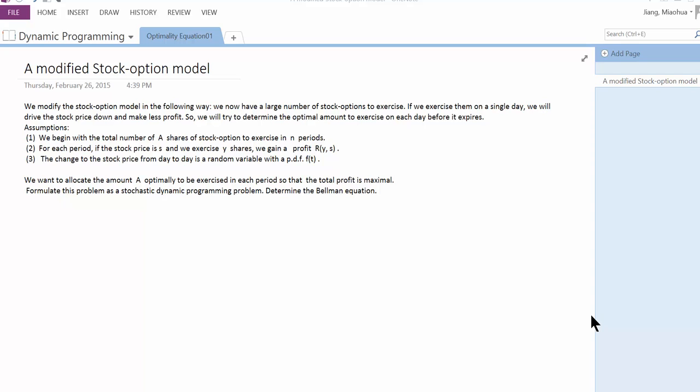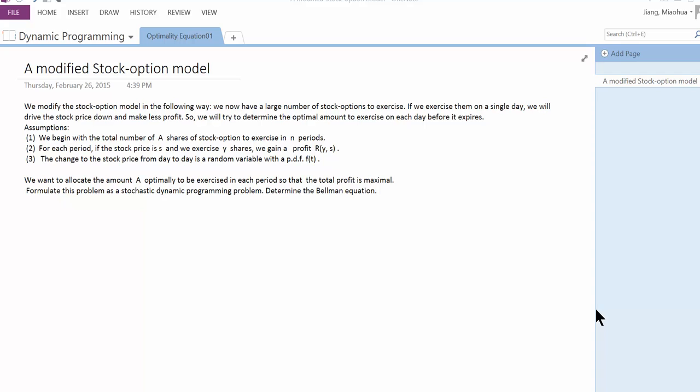Okay, let's try to go over an example about setting up the optimality equation, or the Bellman equation. We look at a modified stock option model, modified from the lecture notes. And for any problem that we wish to model as a stochastic dynamic programming problem, we usually try to see why it's an optimization problem, why we have choices.